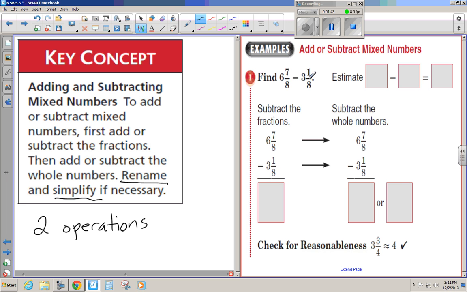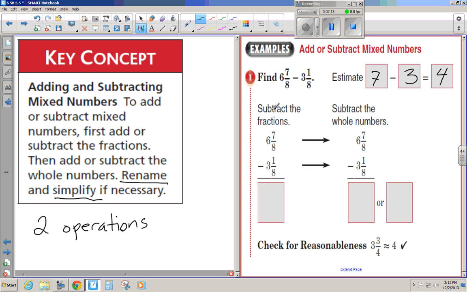6 and 7/8 minus 3 and 1/8. You should estimate that 6 and 7/8 is approximately 7, and you're pretty much subtracting 3. Because remember, when we're rounding, if the numerator is almost the same as the denominator, it's a whole. If the numerator is really far away from the denominator, then it rounds down to the 3. So 7 minus 3. Our answer should be close to 4.